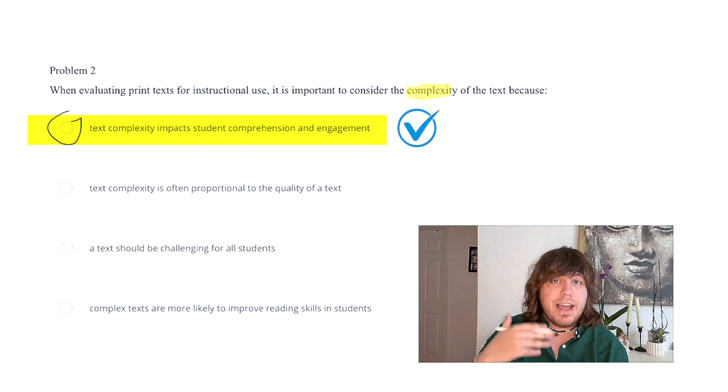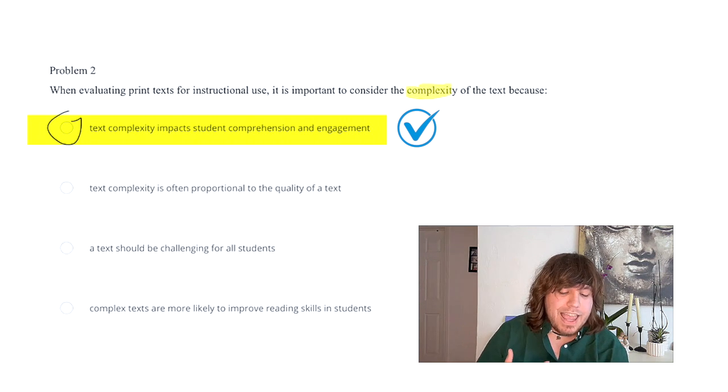And in fact, the opposite is true too. If a student is on a higher reading level and they're assigned a text that's on a lower reading level, if it's not as complex as their skills are expecting, then they will get bored with it and they won't engage with it, all right? We can look at the other answer choices too and see why they're no good.